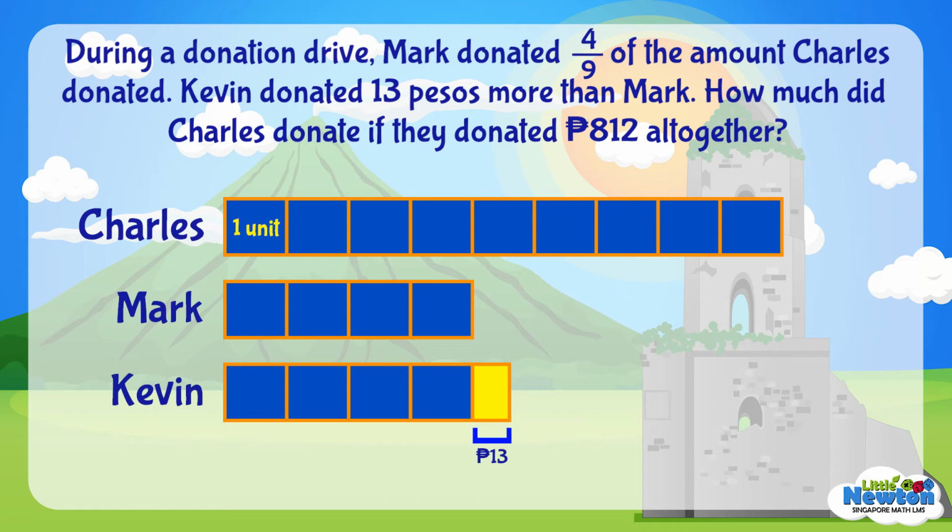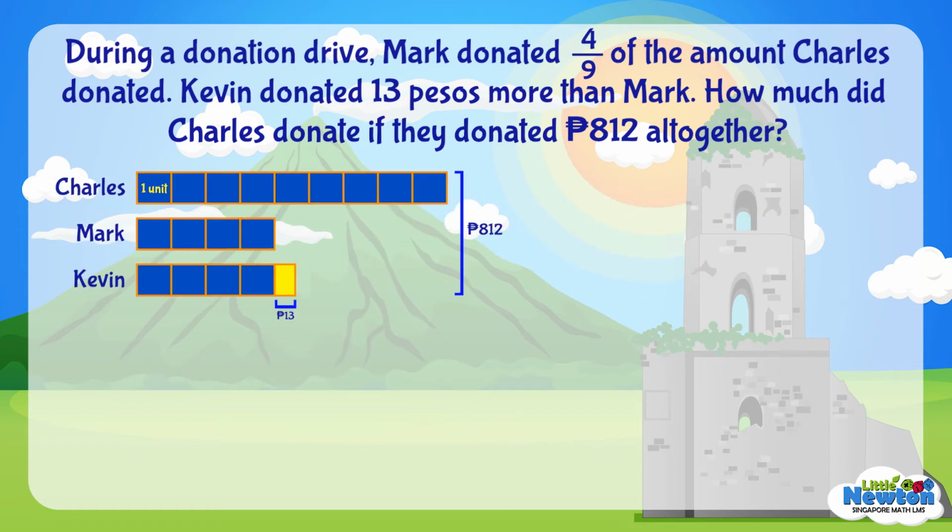They donated 812 pesos altogether. Let's use a bracket that represents 812 pesos, which is the total sum of money donated by Charles, Mark, and Kevin. Do you think we can find the value of 1 unit from this diagram? Yes, we can. Great! Let's move on to the calculation. First, let's find the amount of money represented by 1 unit.